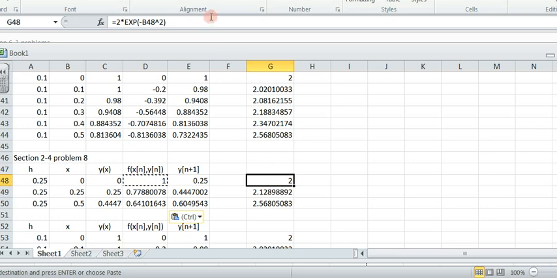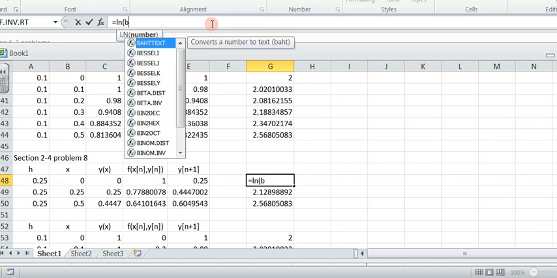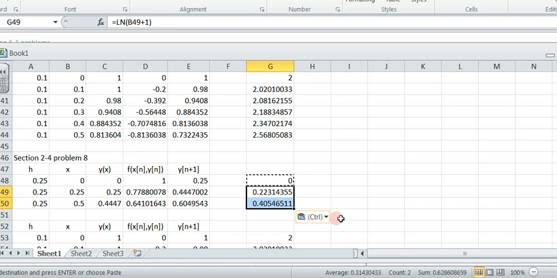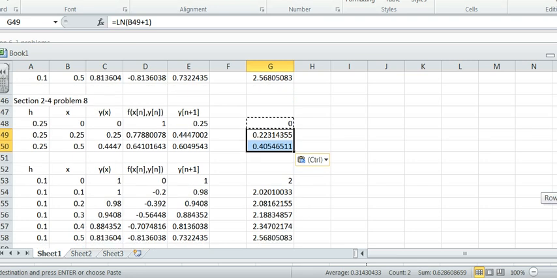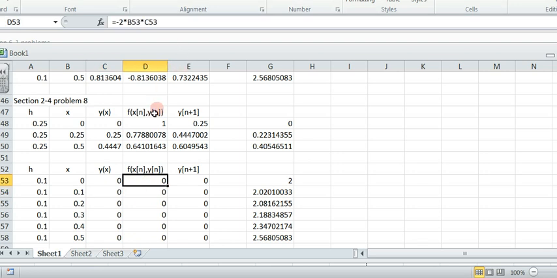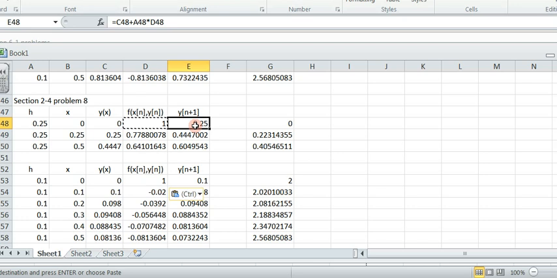Okay, so natural log x, which is B48, plus 1. And we'll go and copy, paste this guy down. Okay, looking good. And now we're going to do the same thing for the different h of 1/10. So that's a 0. This guy is him, copy, paste. This guy should be the same.